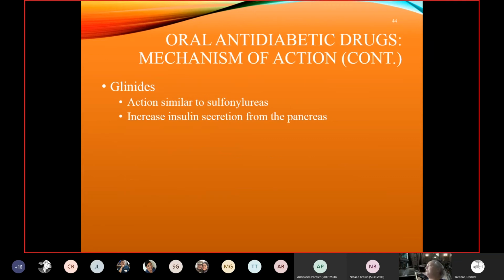Glinides are similar to sulfonylureas. They increase insulin secretion from the pancreas. They also have a shorter duration of action and have to be given with each meal. In type 2 diabetes they can be used with metformin and thiazolidinediones, but not with sulfonylureas because obviously they're the same.